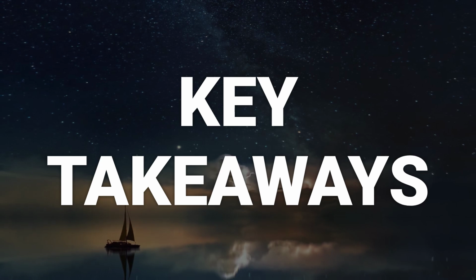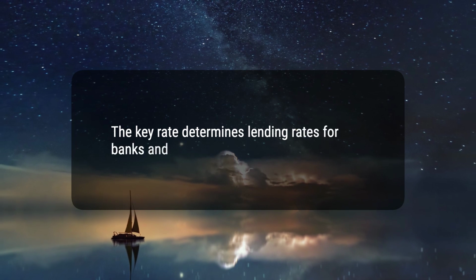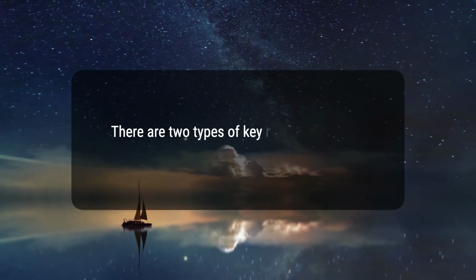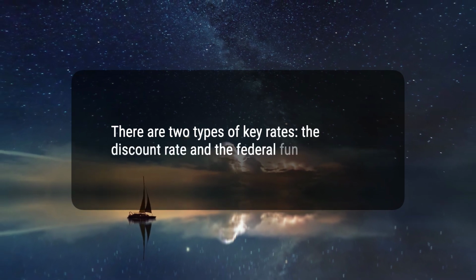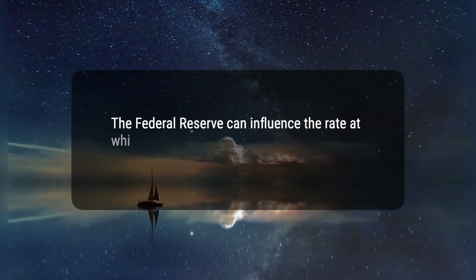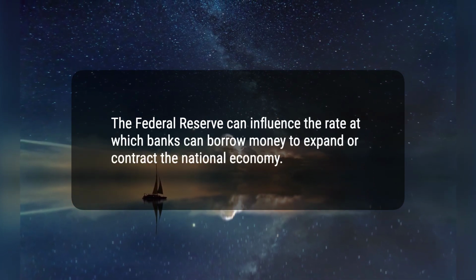Here are 3 key takeaways. 1. The key rate determines lending rates for banks and the cost of credit for borrowers. 2. There are 2 types of key rates, the discount rate and the federal funds rate. 3. The Federal Reserve can influence the rate at which banks can borrow money to expand or contract the national economy. Hope this would help.